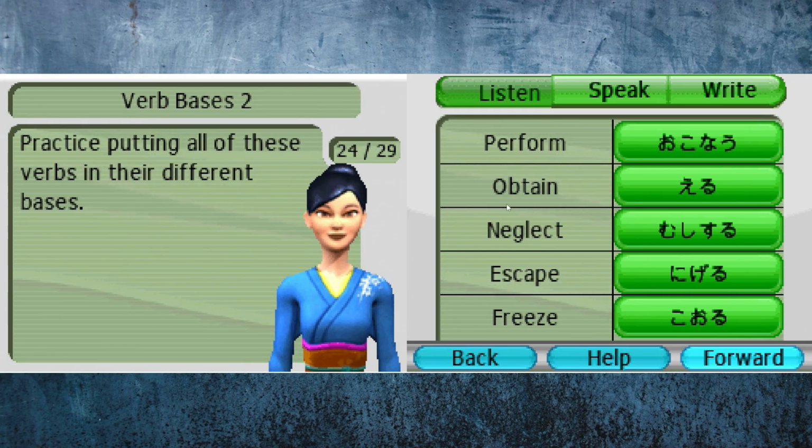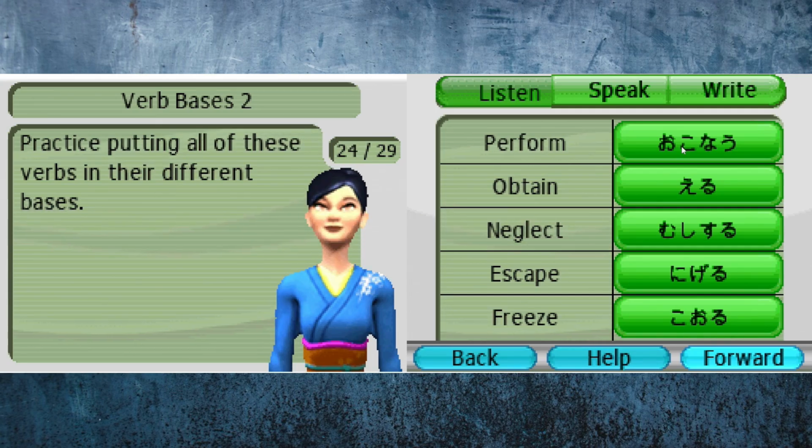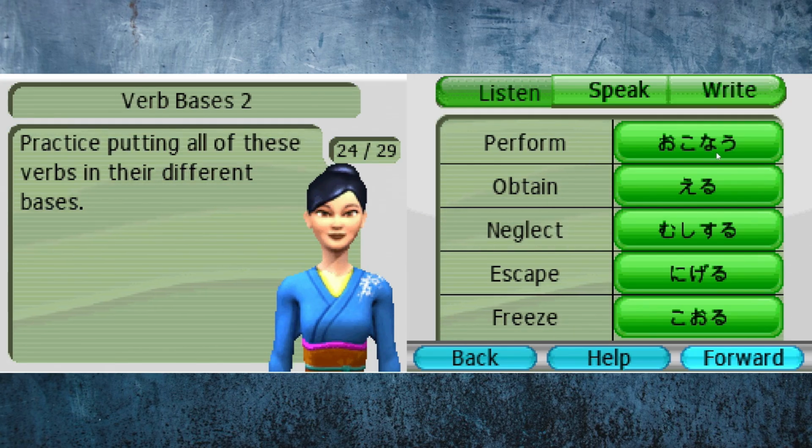And this is new, all of this is new vocab for me, I believe. So okonau, so this would be in their different bases. This is dictionary form, and negative form is okonawanai. Mas form is okonaimasu. Ta form is okonatte. Ta form okonatta.